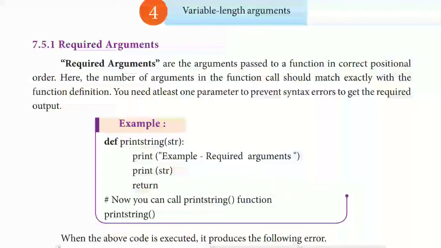Here the number of arguments in the function call should match exactly with the function definition. You need at least one parameter to prevent a syntax error and to get the required output. So you can see that they have created the exact order. At least one argument or parameter is required to prevent this syntax error.